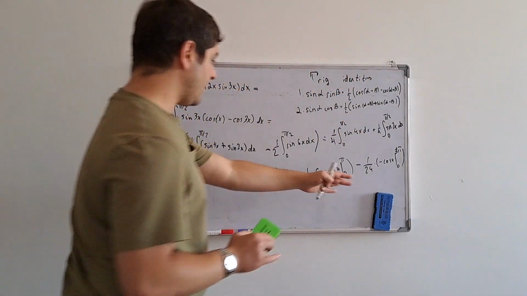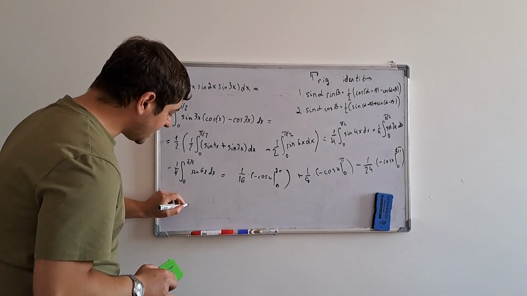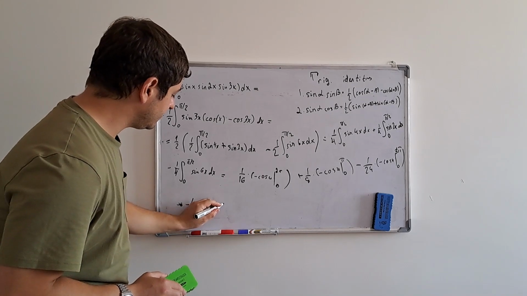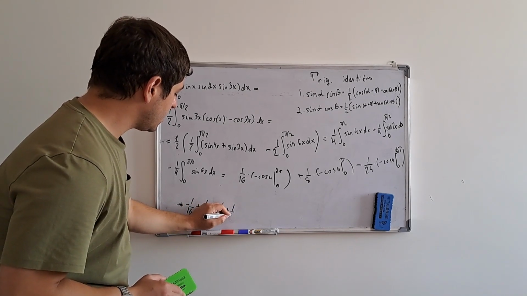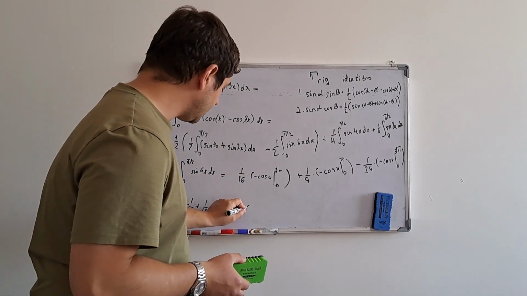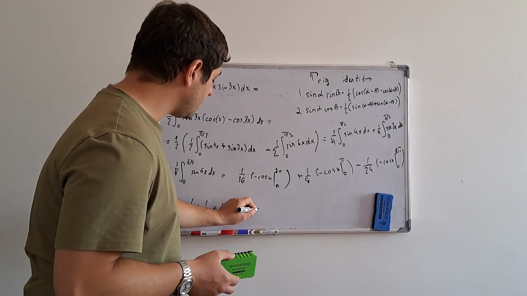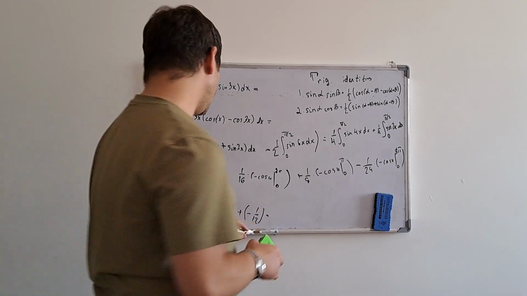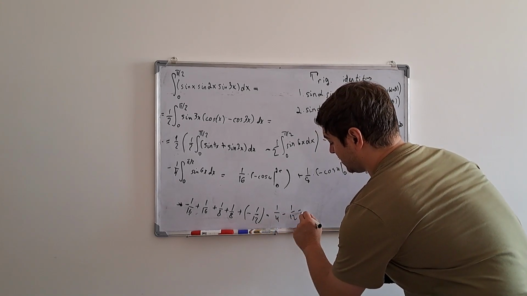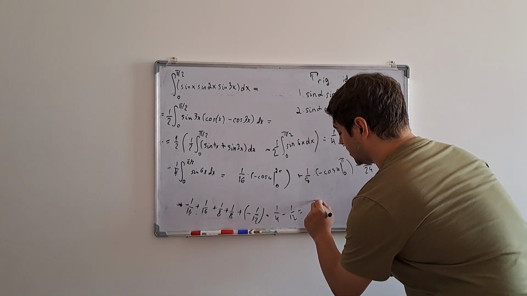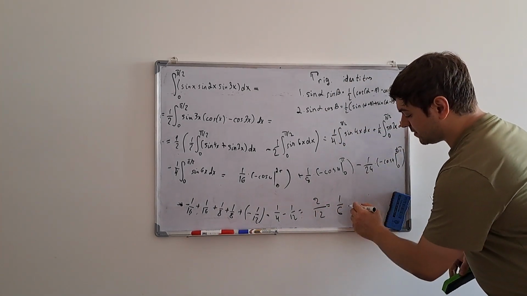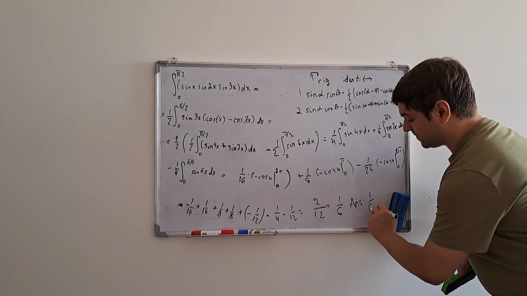So I now have to evaluate this expression, and once I evaluate it, I will obtain some number. Now I'm calculating it. Minus 1 over 12. So what we have here is 1 over 4 minus 1 over 12, which is equal to 1 over 6. So our answer is 1 over 6.